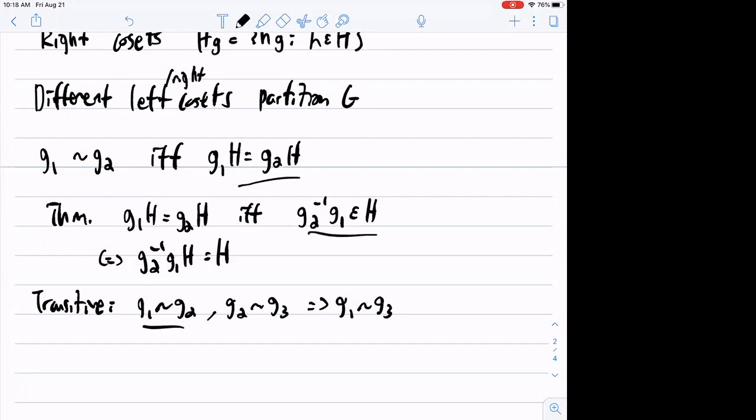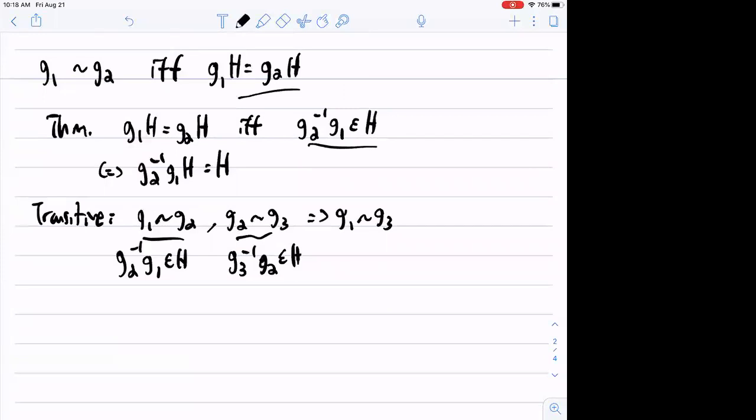But the theorem shows that it means G2 inverse G1 is in H. This means G3 inverse G2 is in H. Now, what does this mean? Let's multiply, not multiply, group operation it. So here I get G3 inverse G2, and then G2 inverse G1. This is equal to G3 inverse G1, which is, is this in H?